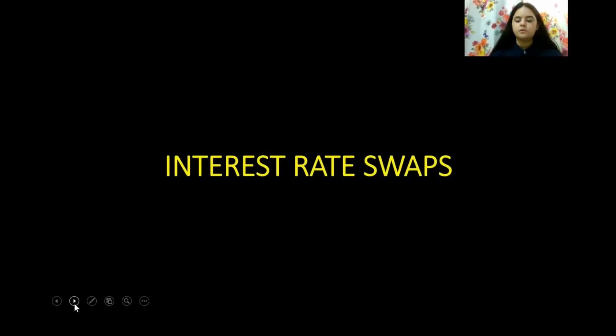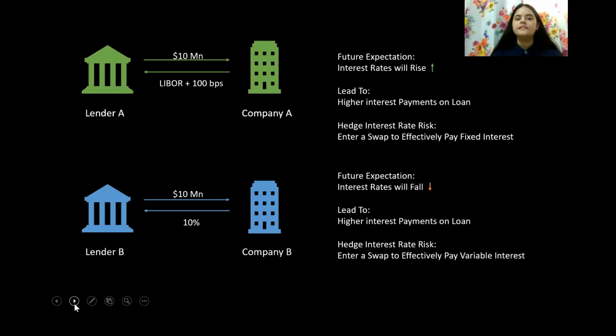So without any further ado, let's hop right into it. Let's dig deeper into our topic of interest rate swaps. We will proceed by going through an example to know better about interest rate swaps and the functioning of cash flows. So let us take company A and company B.